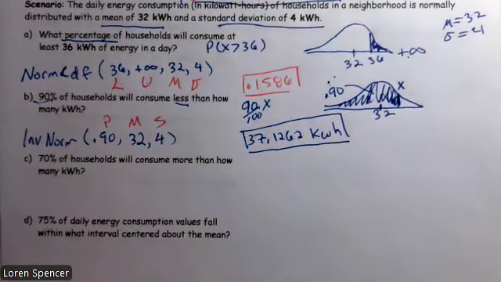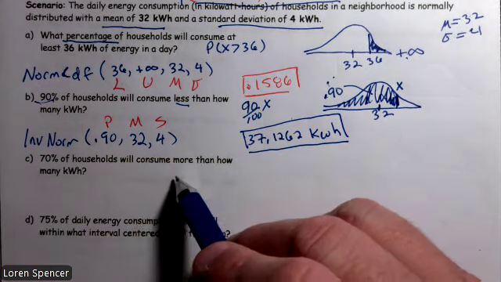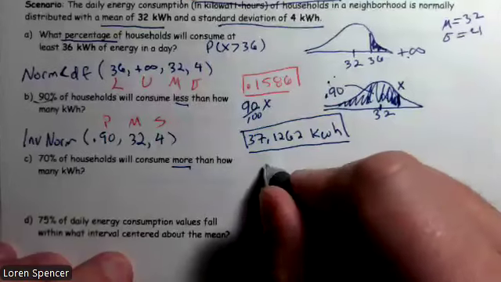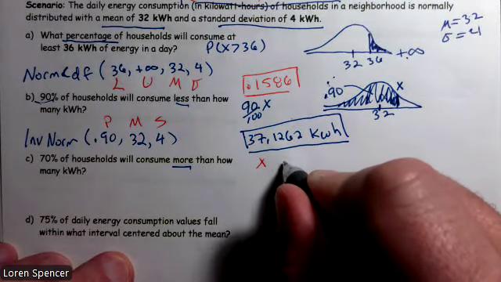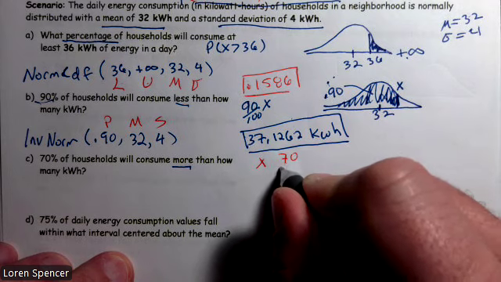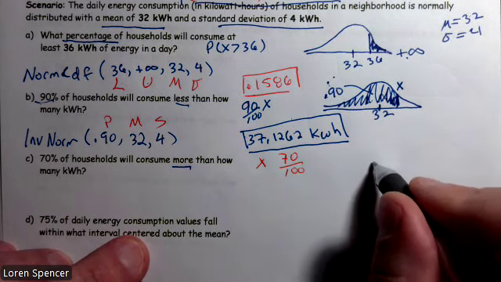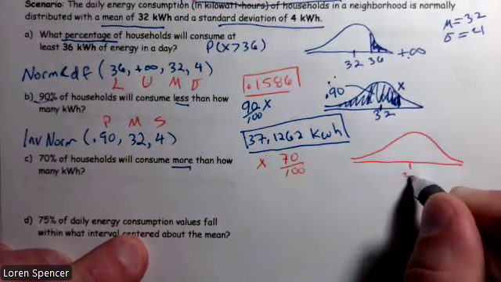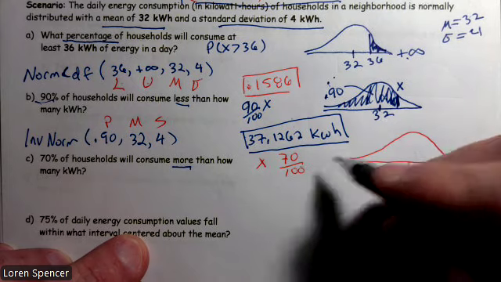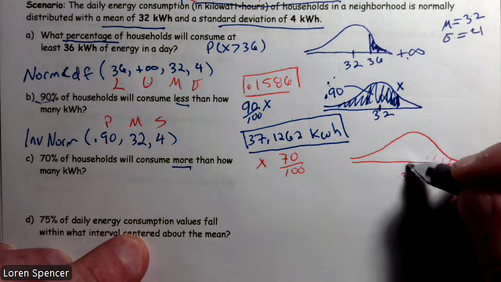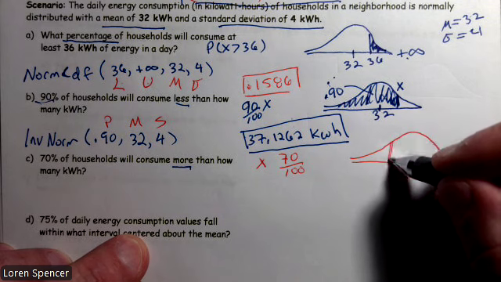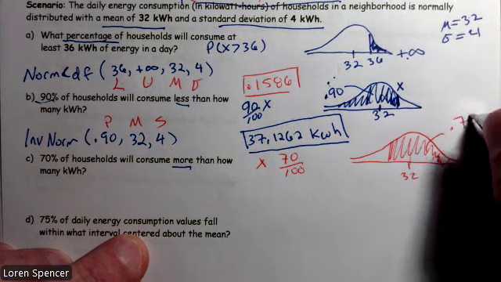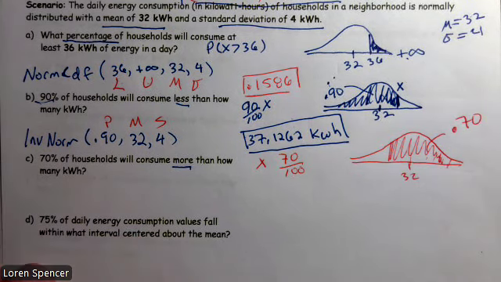All right. 70% of households will consume more than how many? Okay, here's the key word, more. So I'm going to draw my X, and 70% is above that X. And remember, we're always dividing by 100. My picture is going to look something like this. We have a mean of 32, and we're shading from here because the 70 is above the X, but we have to cross halfway because halfway is 50%. So we're crossing all the way over, and this is going to be 0.70, or the 70 divided by 100.